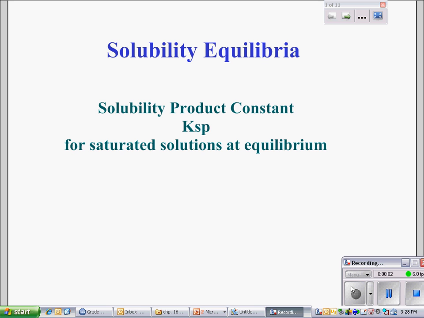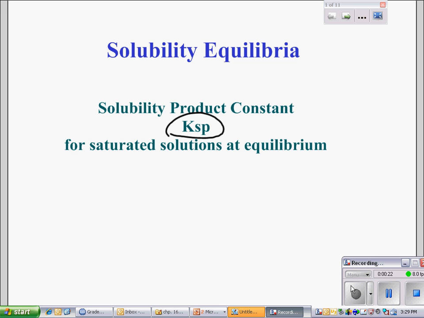Alright, so what we're going to do is go over solubility equilibrium, which is Ksp. We've gone over equilibrium for acids and bases, Ka and Kb. We've gone over it for gases, which is Kc. Now we're going to do the last one, which is Ksp.